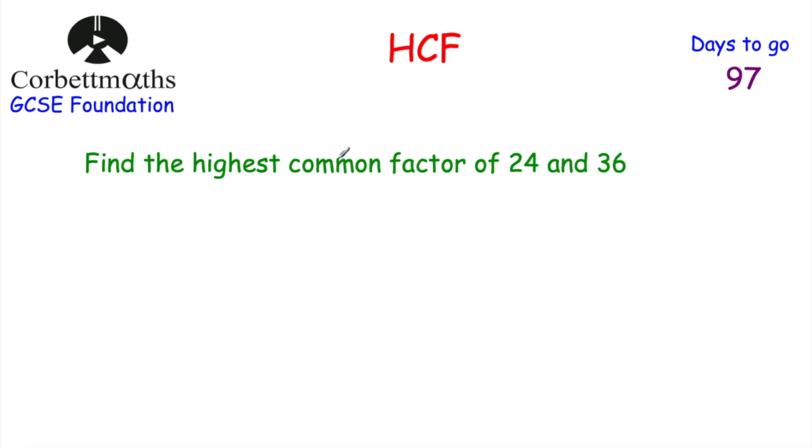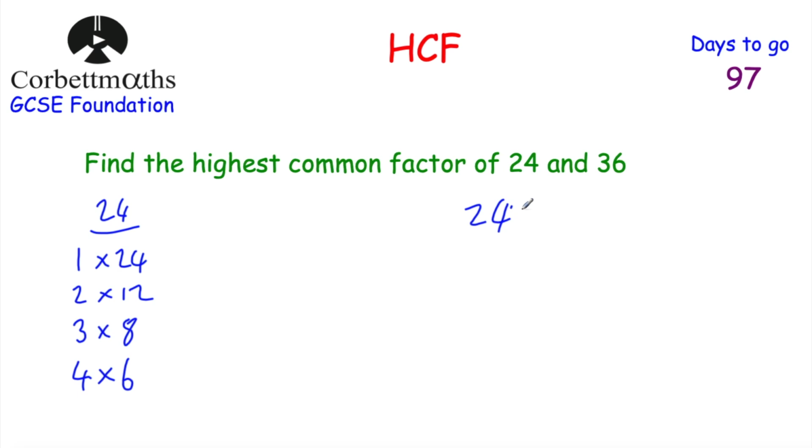So let's start off by writing down the factors of 24 and 36 and see what they are. So the factors of 24 would be, well, 1 multiplied by 24 is equal to 24. 2 multiplied by 12 is equal to 24. 3 multiplied by 8 is equal to 24. And 4 multiplied by 6 is equal to 24. So the factors of 24 would be equal to 1, 2, 3, 4, 6, 8, 12, and 24. So they're the factors of 24.